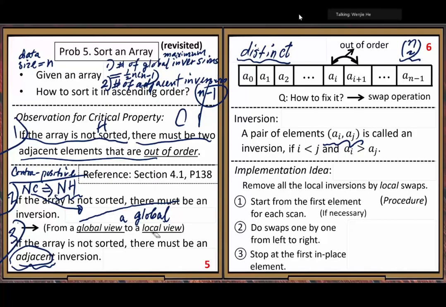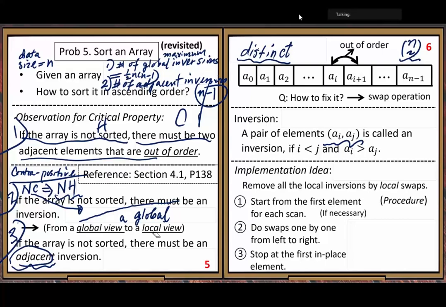So we need to eliminate the last element in our second scan. Then the second last element is in place. Second last element in place, and so on. Third scan, the third largest element in place, and so on.